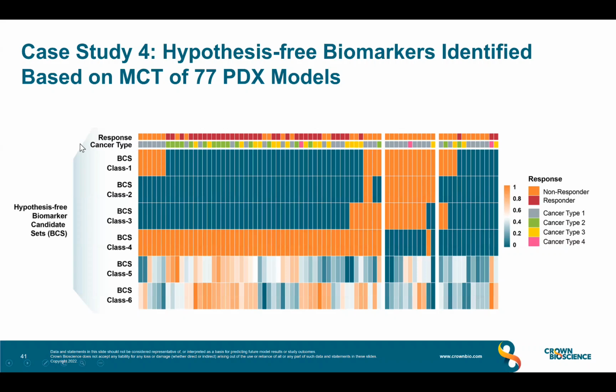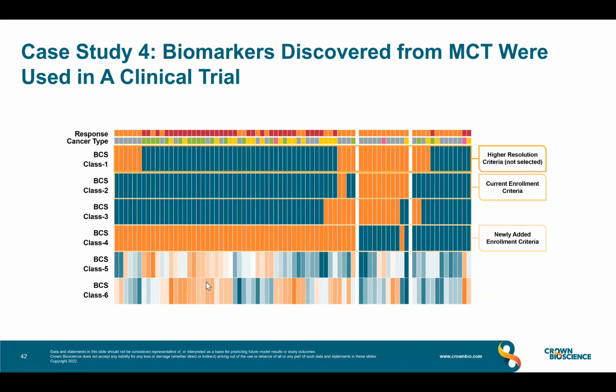We propose 6 biomarker candidate sets on mutation and gene expression levels. For instance, BCS class 2 is a mutational biomarker set used as the current enrollment criteria for the phase 2 clinical trial of the drug, which is also identified by us. And BCS class 4 is their newly added enrollment criteria based on our findings.